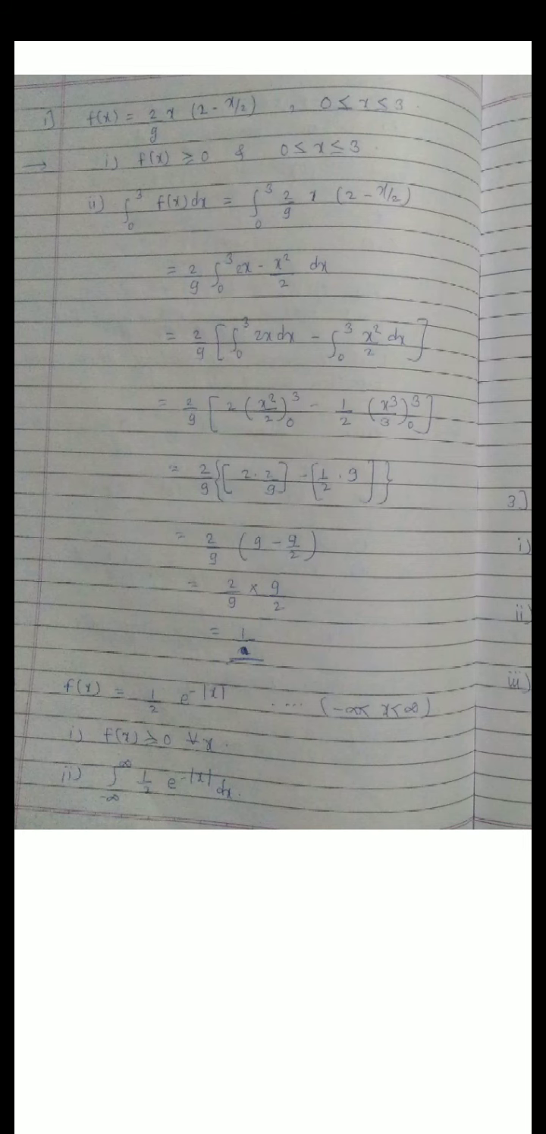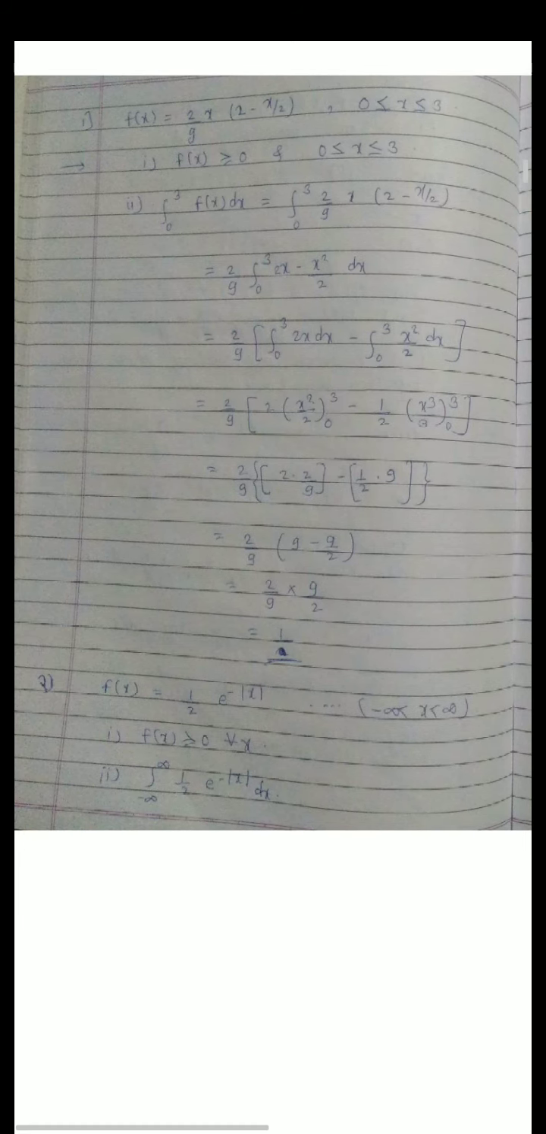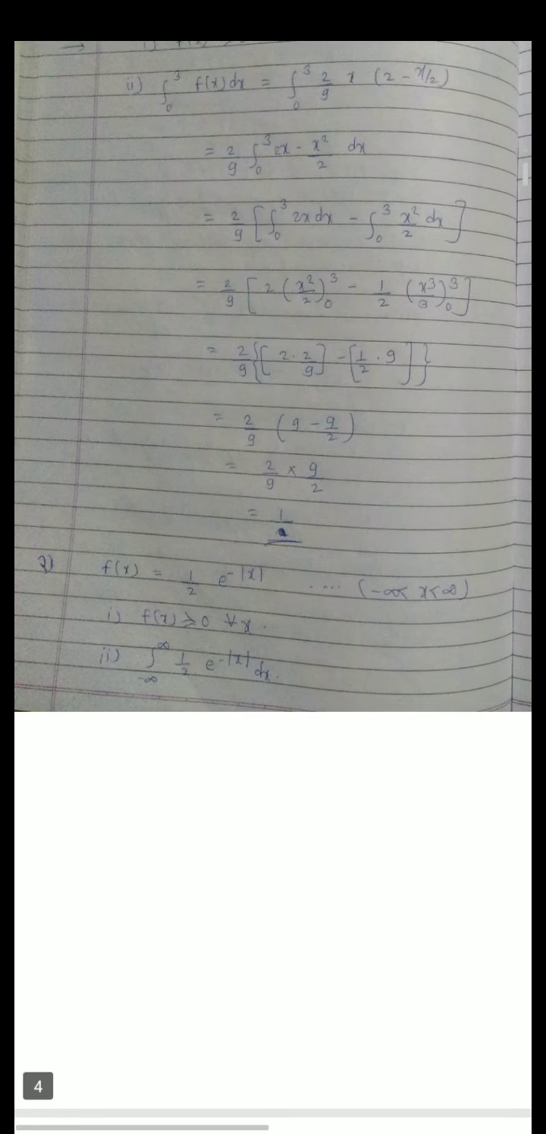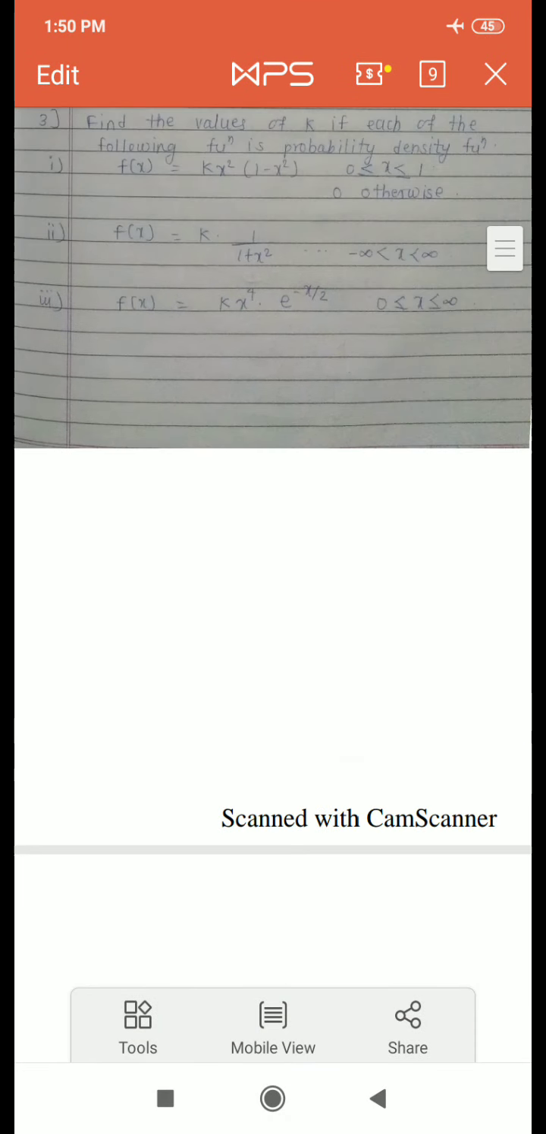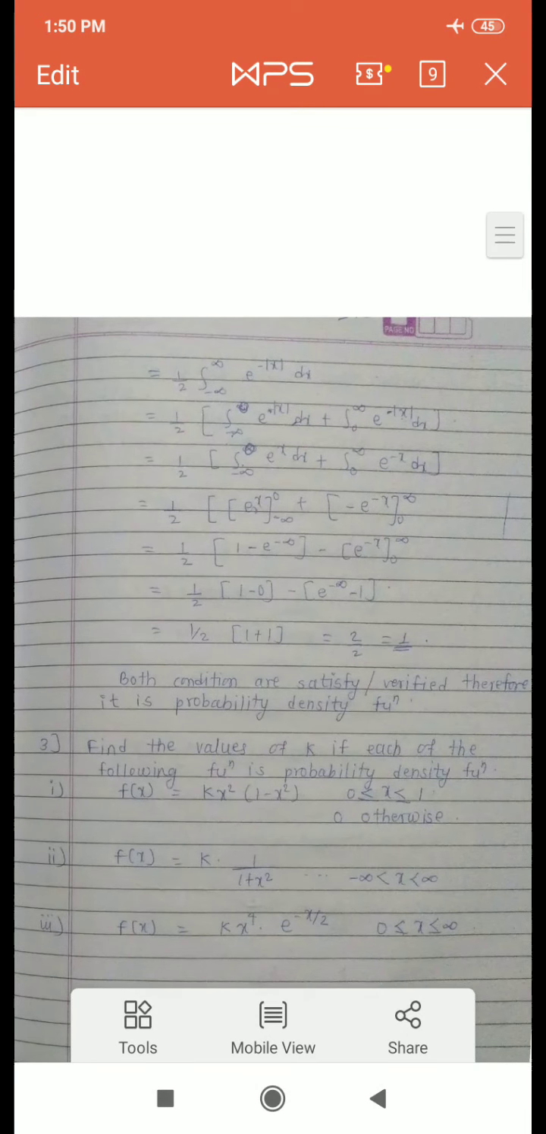That's why the first condition is obviously satisfied. Okay, and we have to check the second condition only. For checking the second condition, we have to break the range of integration. How to break this? From minus infinity to 0 is one part, and 0 to infinity is the second part. Separately we have to calculate the integration.